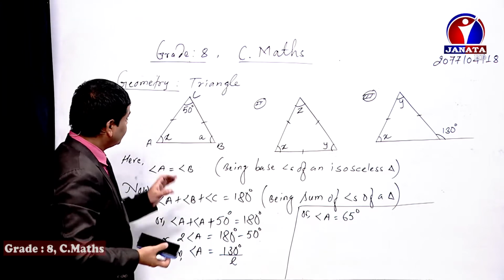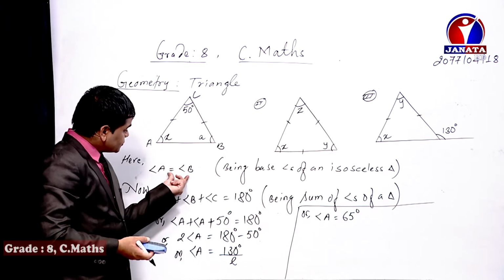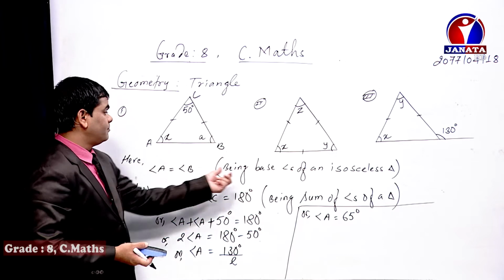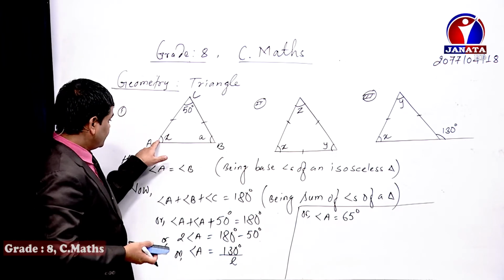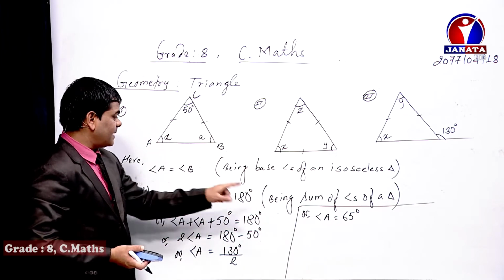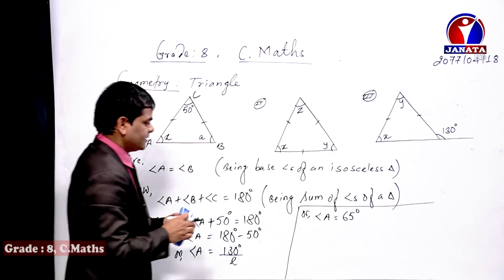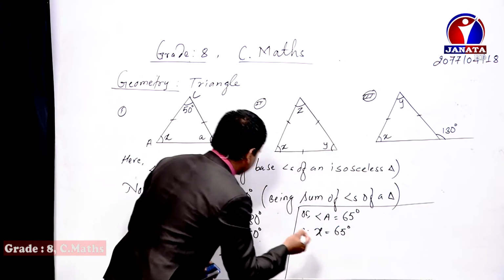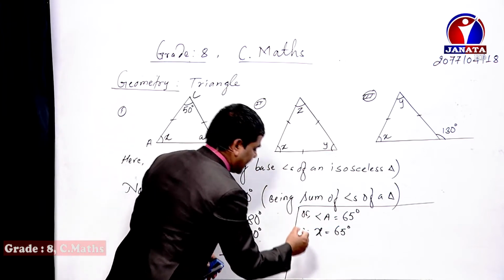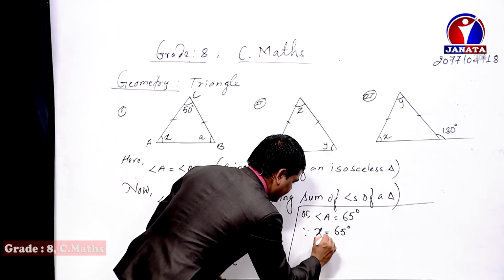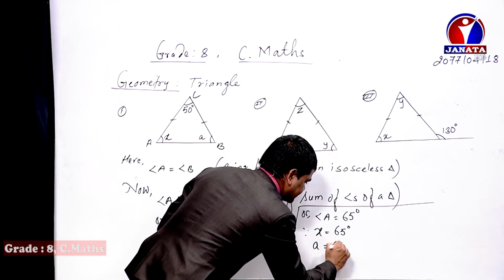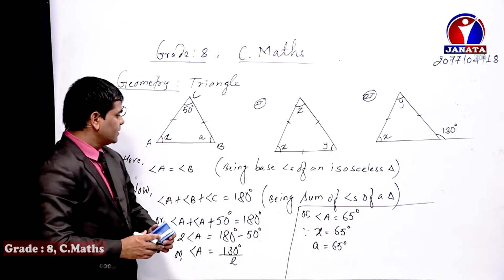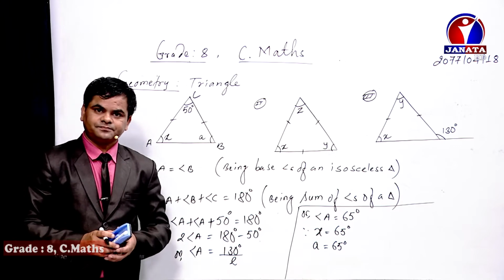Now dear student, you can do it yourself, as we have already copied the statement of base angles of an isosceles triangle. As we got the value of A as 65 degree, you can write therefore x equals 65 degree, and then again angle B is equal to angle A, that's why the value of A also comes as 65 degree. So this is the way of solving such type of question.